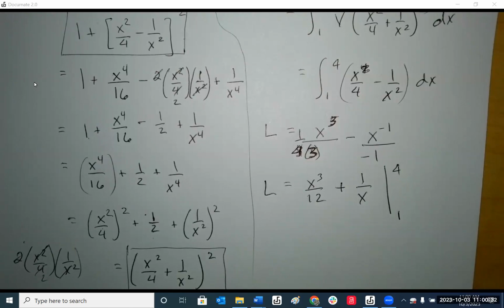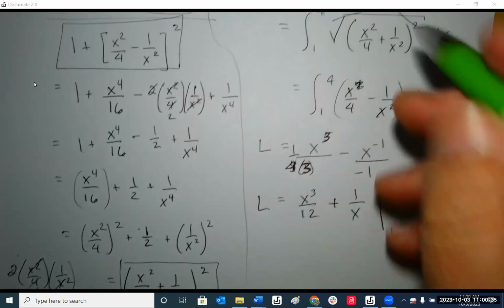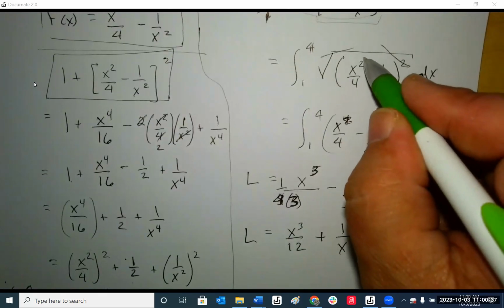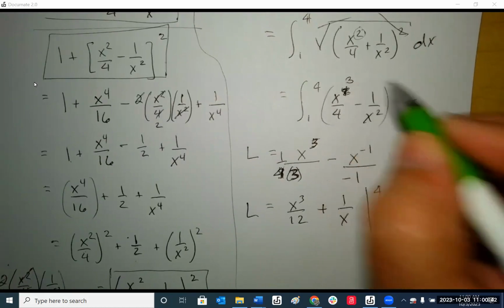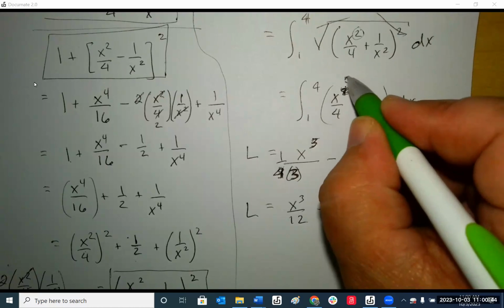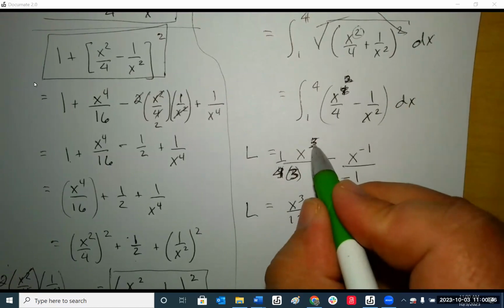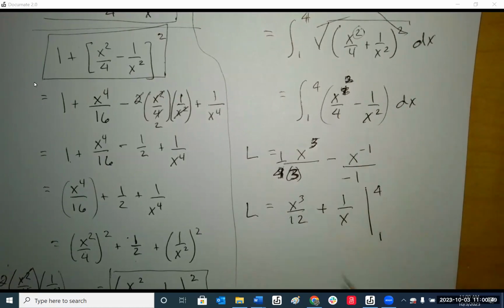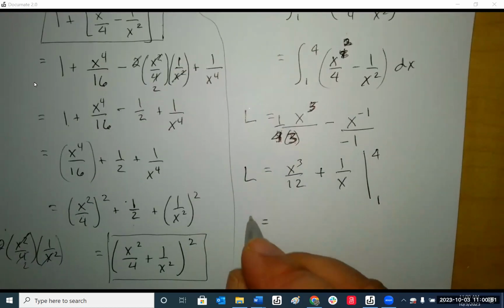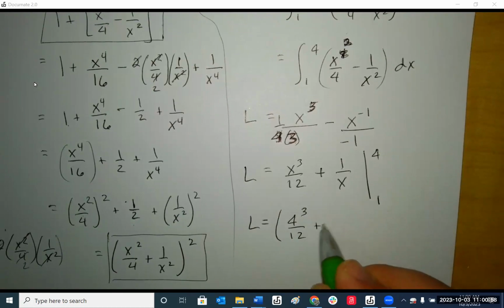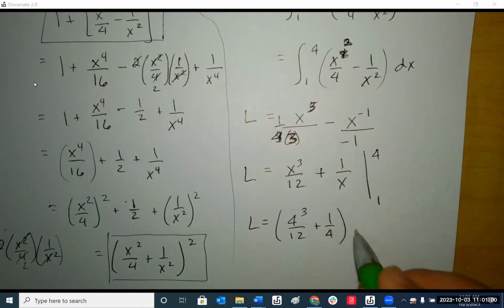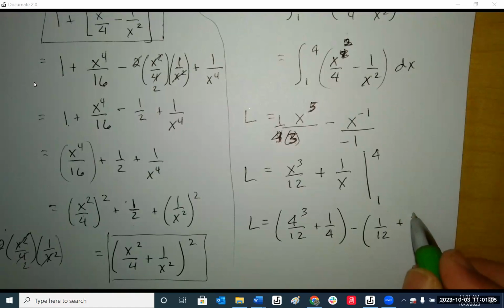Any questions so far? Yeah, so I forgot. I thought it was x to the 4th. No, it's x squared. So it becomes 3 divided by 3, and that's in 4. 4 cubed over 12 plus 1 over 4 minus 1 over 12 plus 1.